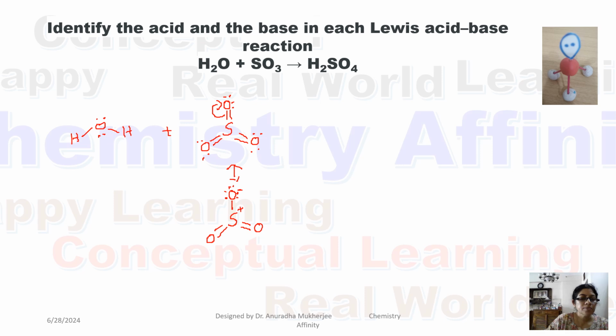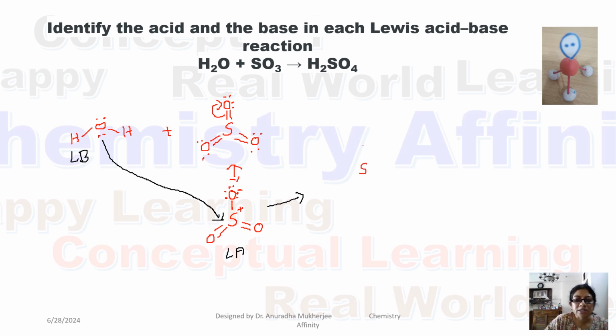Now here the oxygen lone pair will be donated to sulfur because now sulfur is positively charged. Since the water is giving electrons, water is acting as a Lewis base and sulfur trioxide, here sulfur, is acting as a Lewis acid. Then what is the adduct we are getting?